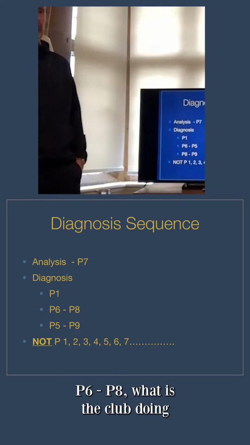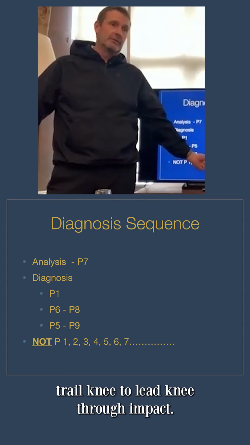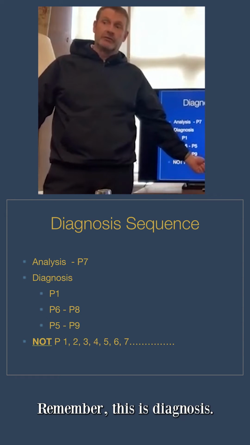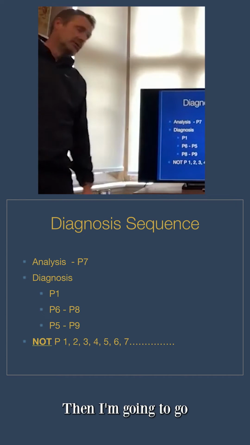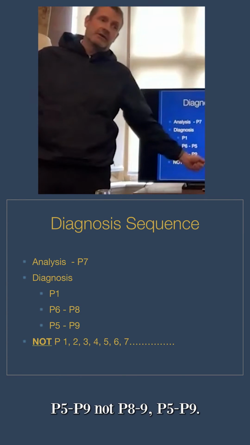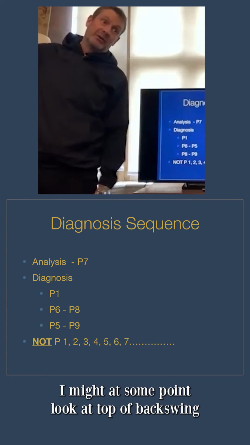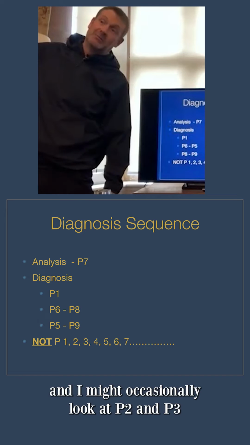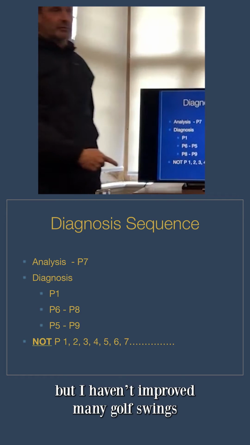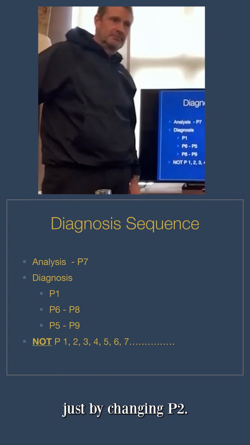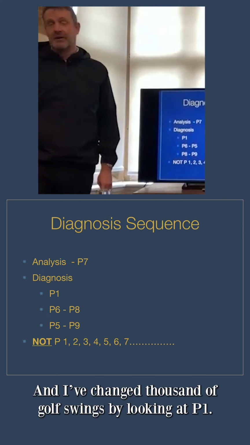P6 to P8, what's the club doing from right knee to left knee? Trail knee to lead knee through impact. Remember, this is diagnosis. Then I'm going to go 5 to 9, not 8 to 9, 5 to 9. Might at some point look at top of backswing. Might occasionally look at 2 and 3. But I ain't improved many golf swings just by changing P2. And I've improved thousands of golf swings just by looking at P1.